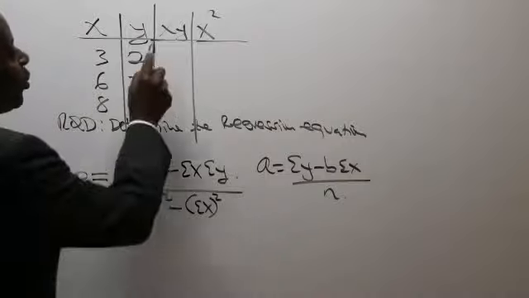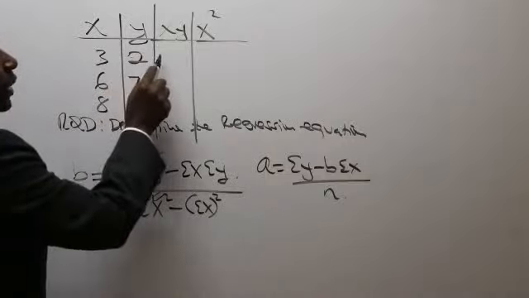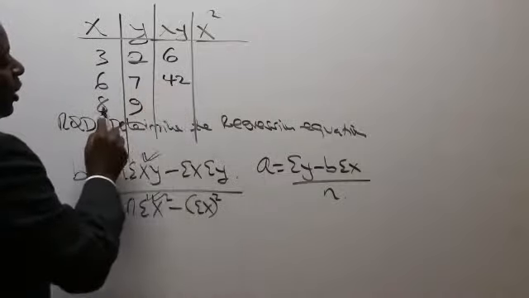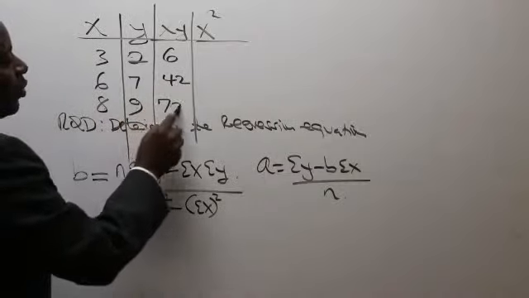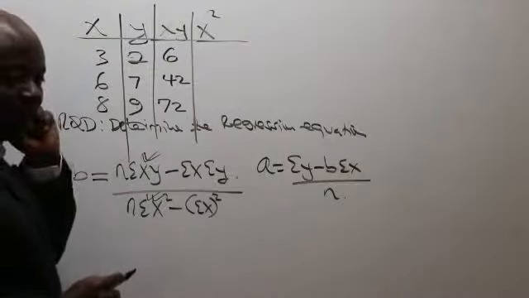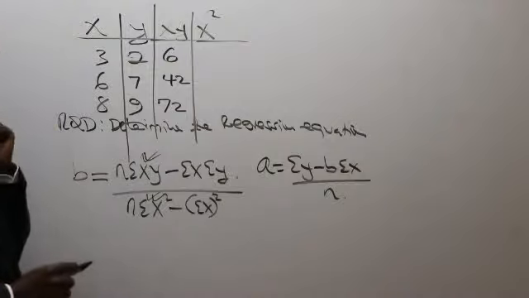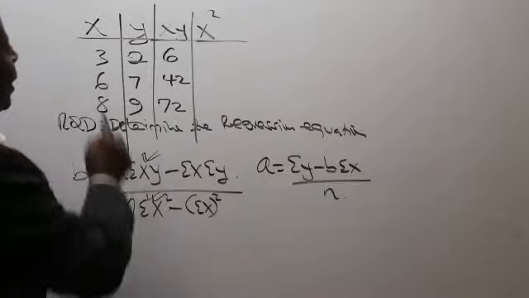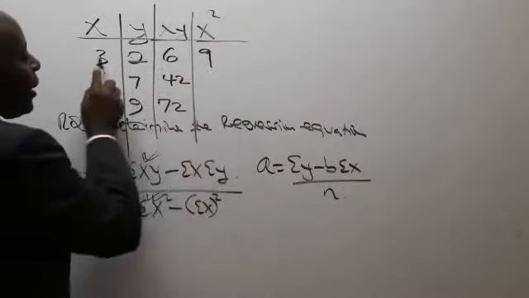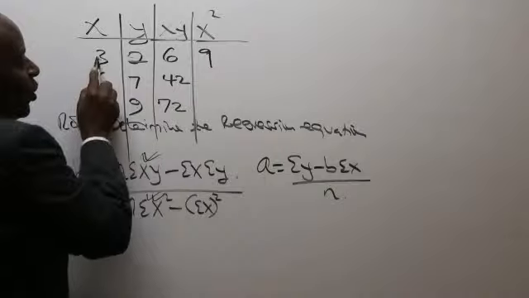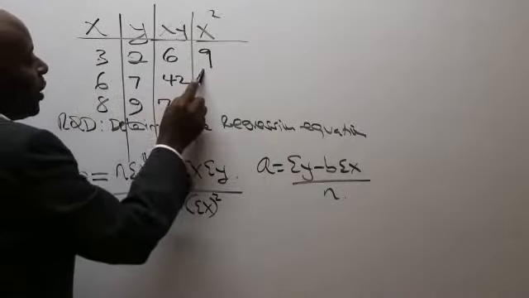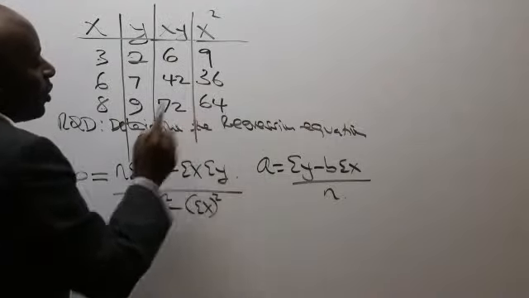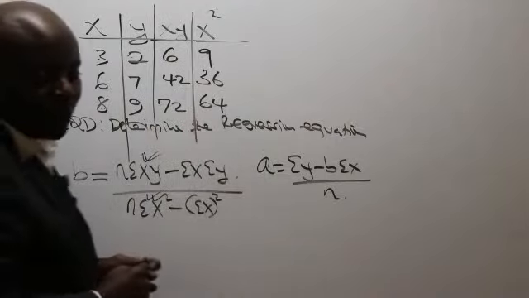So xy means you are multiplying 3 by 2, that gives me 6. 6 by 7 gives me 42. 8 by 9 gives me 72. And then we have x squared. I'm squaring these x values. 3 squared is 9. 6 squared is 36. 8 squared is 64.